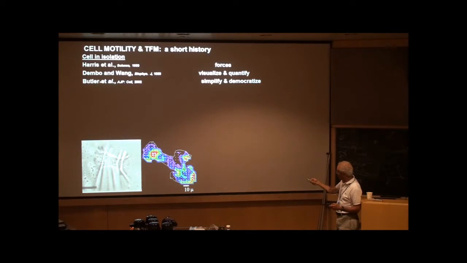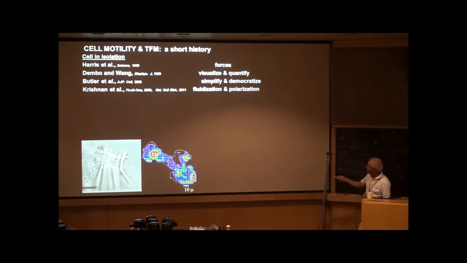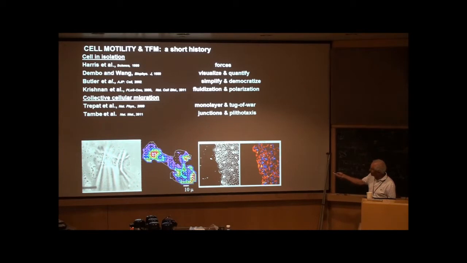Jim Butler in my group showed that you can tremendously simplify the problem, and you can also democratize it. That is to say, Dembo didn't share his software, and no one could duplicate it because it was too complicated, but Butler showed you could do the problem much more simply, and he gave the software away to everybody. So most people use Butler's technique now. Ramakrishnan, I talked to you about, showed how you can use the same technique with fluidization and for studying cell polarization. Then in terms of collective cell migration, I've already told you about that.